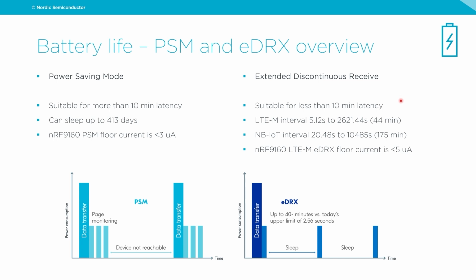And this is one for when you want to send data a bit more often, so when you're looking at maybe less than 10 minutes latency. The intervals are a little bit smaller, and you have a little bit higher floor current as well, just under 5 microamps. But also, as you can see here, there is flexibility. Depending on your use case and the needs of your product, you can choose the most suitable sleep mode and find the balance between power consumption and latency in your application.